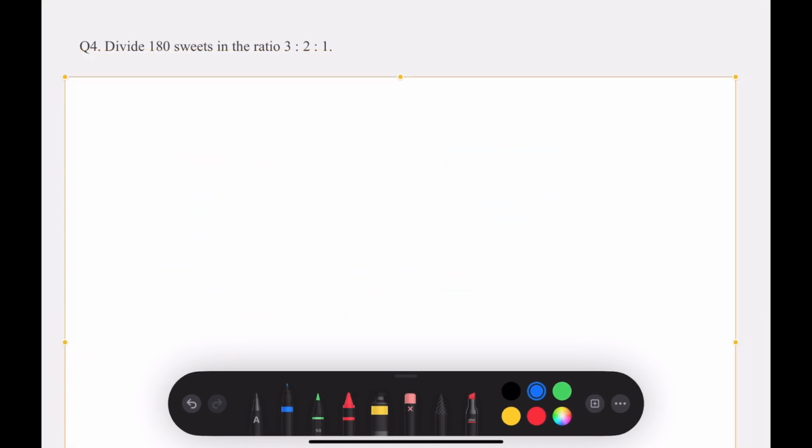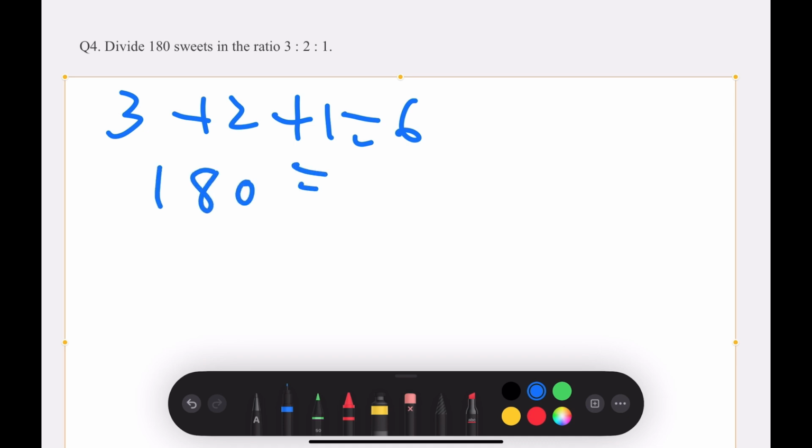So the next question is divide 180 sweets in the ratio 3 to 2 to 1. So first of all, let's work out the total number of parts. So that's 3 plus 2 plus 1, and that is equal to 6. So we know that there are 6 parts, so we know 180 sweets is equal to 6 parts.